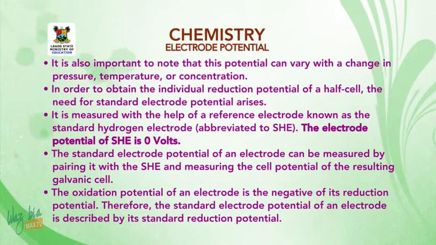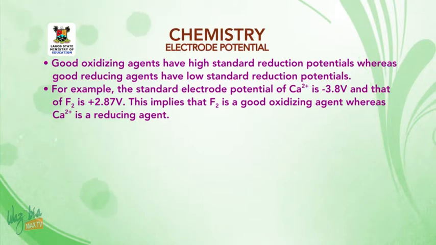The oxidation potential of an electrode is the negative of its reduction potential. Therefore, the standard electropotential of an electrode is described by its standard reduction potential. Good oxidizing agents have high standard reduction potential, whereas good reducing agents have low standard reduction potential. For example, the standard electropotential of calcium is -3.8 volts and that of fluorine is +2.87 volts. This implies that fluorine is a good oxidizing agent, whereas calcium is a reducing agent.